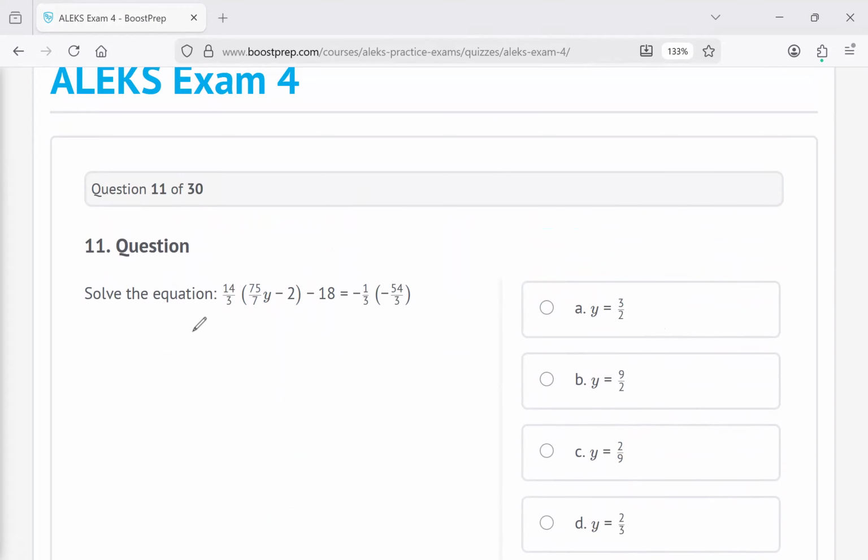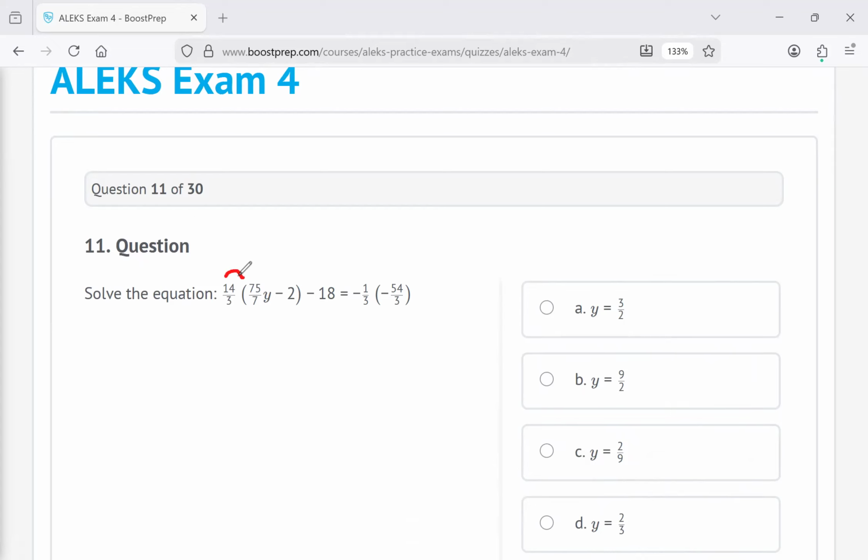Question 11, solve the equation. So this one's really simple. They want you to solve for y. So what would I do? Should I get rid of the fraction? Not yet. Let's just multiply across. Let's just FOIL it out. Let's see if that might automatically get rid of the fraction.